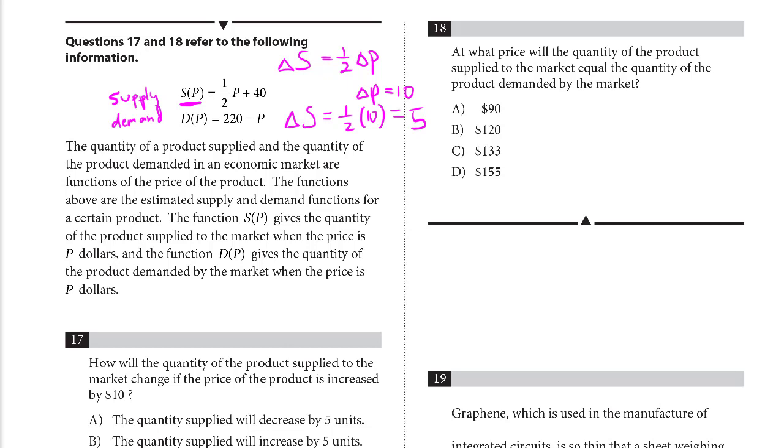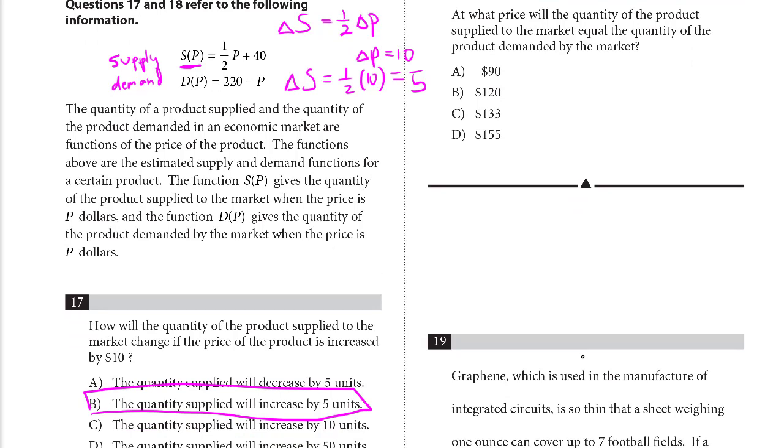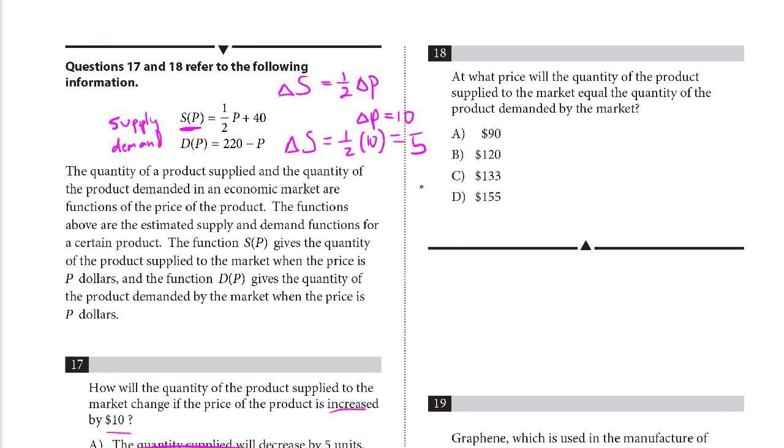So that looks like B is the correct answer for number 17. The quantity supplied will increase by 5 if we raise the price by $10. Okay? And remember, just double check conceptually. Price goes up, supply goes up. Demand would have gone down.